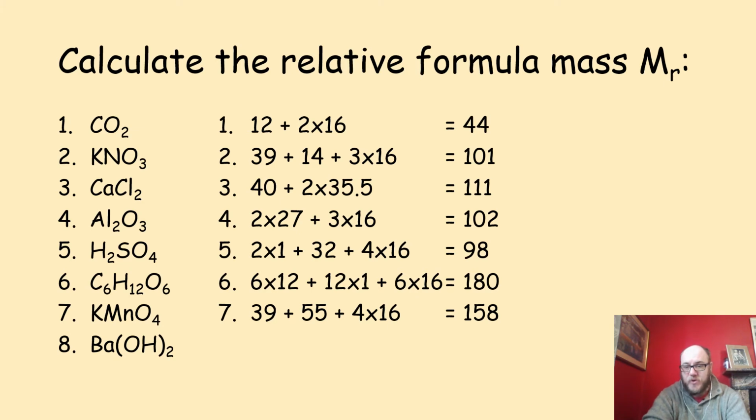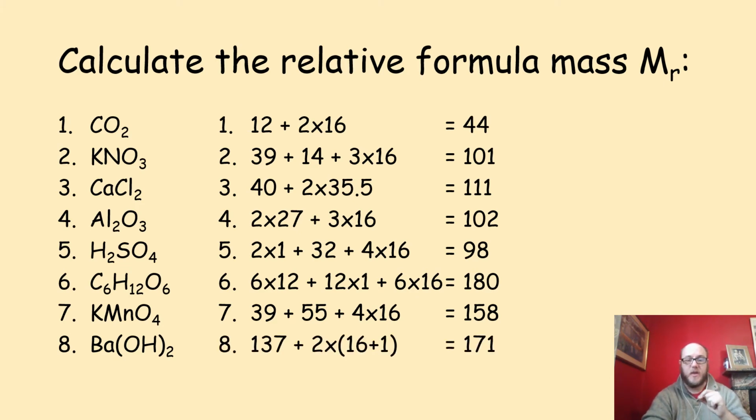And barium hydroxide, be careful here, note that the hydroxide group are in brackets, and there's 2 of them, so there are 2 hydroxides here. So each hydroxide group is 16 plus 1, oxygen, hydrogen. Multiply that by 2 and add 137 for barium, and that gives you a molecular mass of 171.